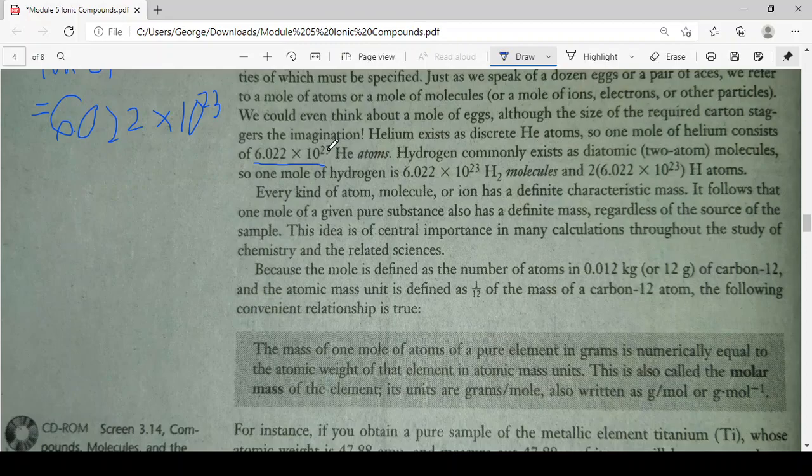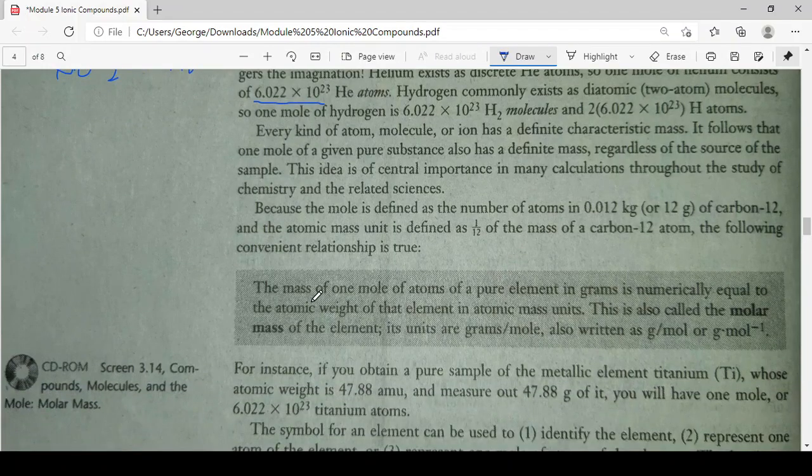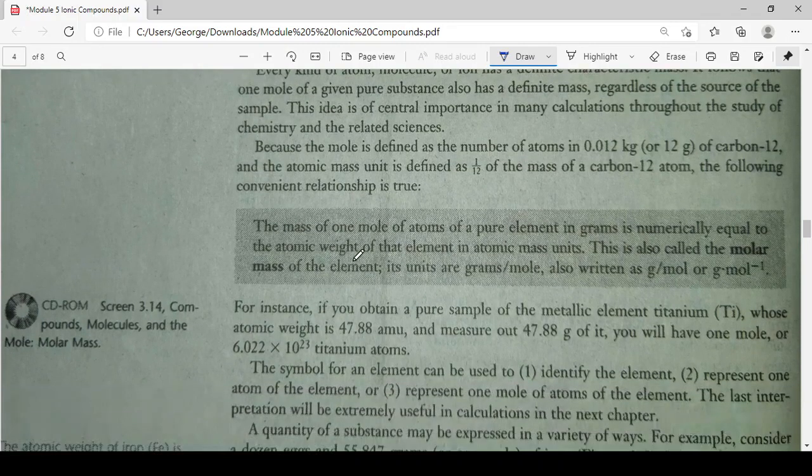And the following convenient relationship is true, so remember this rule, kids: the mass of 1 mole of atoms of a pure element in grams is numerically equal to the atomic weight of that element in AMUs. This is also called the molar mass of the element. Its units are grams per mole, also written as g/mol or g·mol^-1.